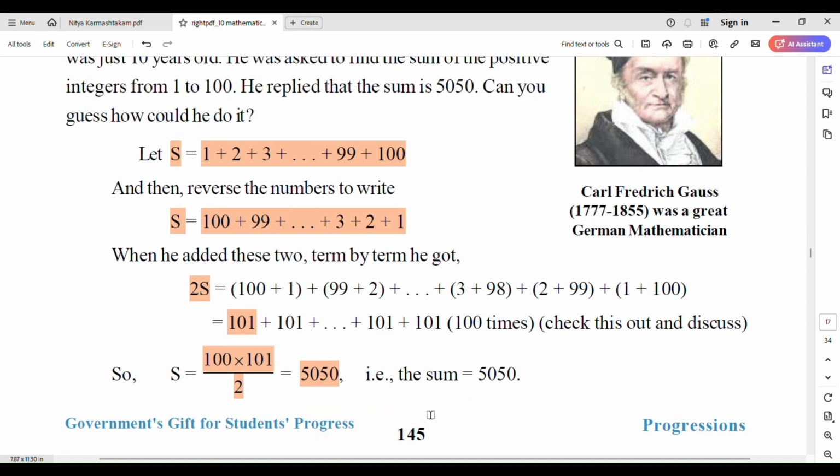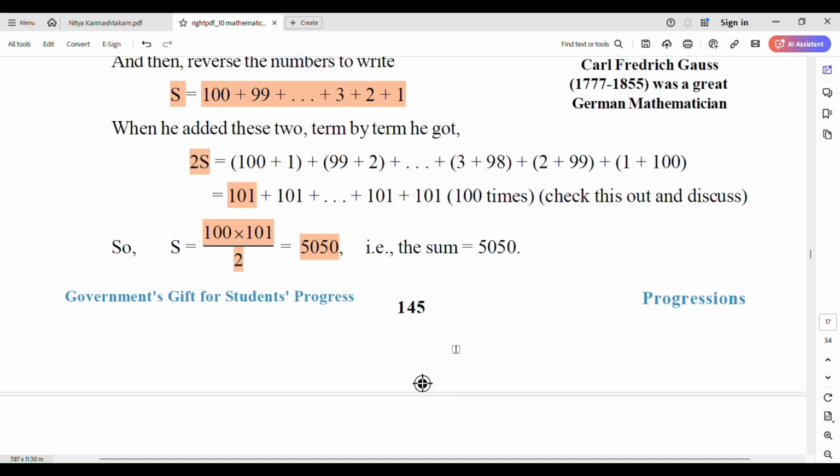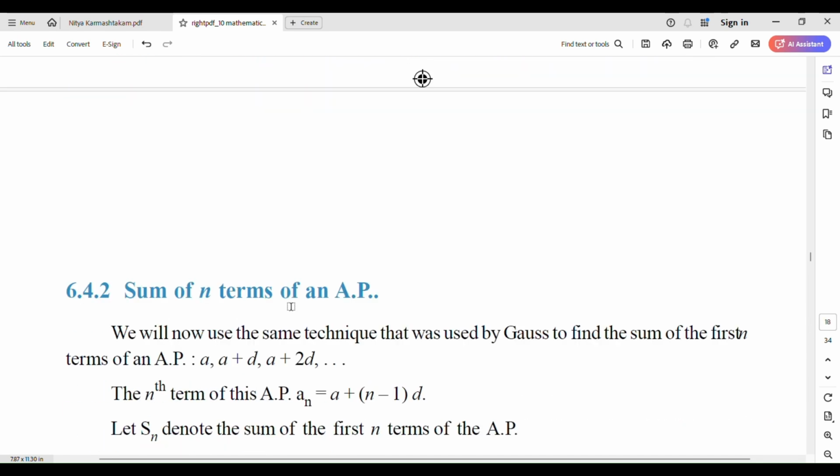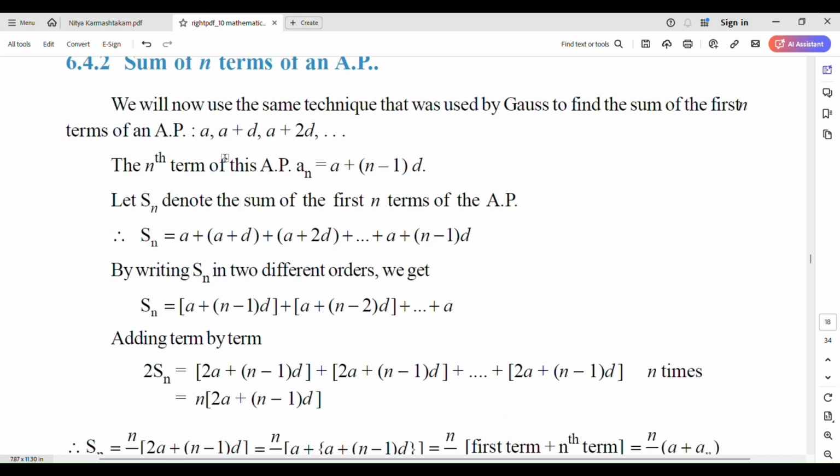So this is the simple method he used, and instead of 100 you make it n, up to n. This is the same way we can find the equation for the sum of n terms. So here is the general method. We know that in an AP the terms are a, a plus d, a plus 2d, and so on up to the nth term, which is a plus n minus 1 into d, correct?